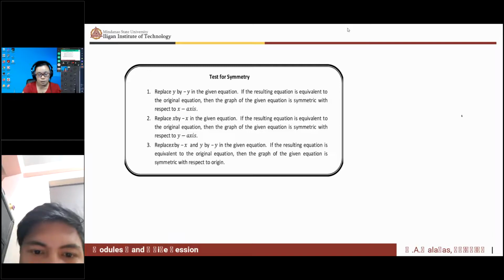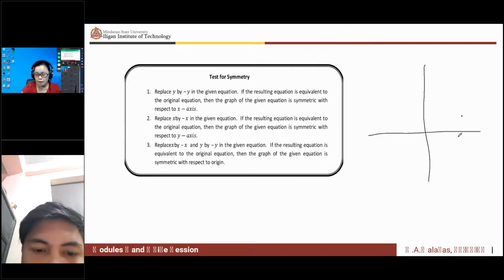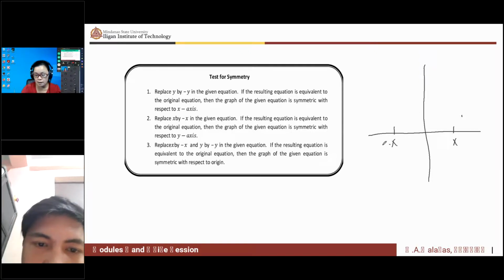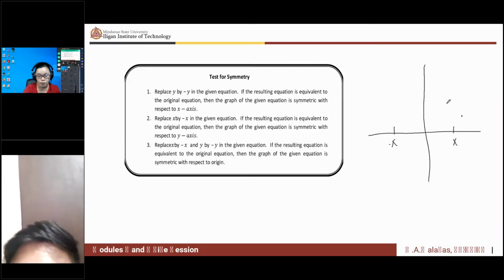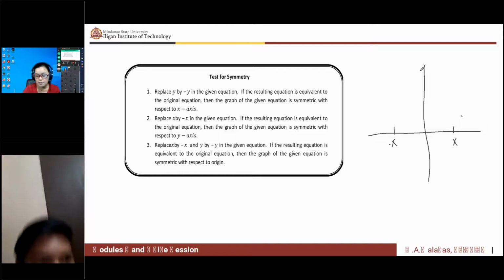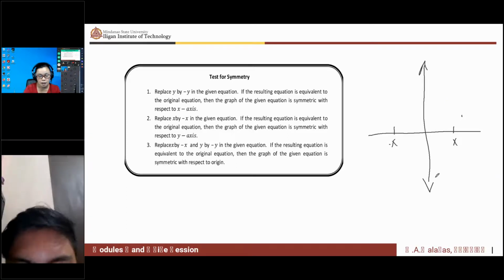However, if we want to test for symmetry with respect to the y-axis, then we replace x by negative x. So if it results in the same equation, then the graph is symmetric with respect to the y-axis.